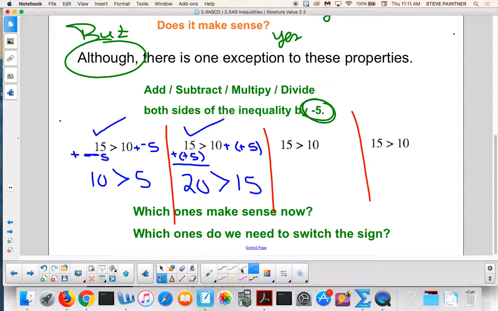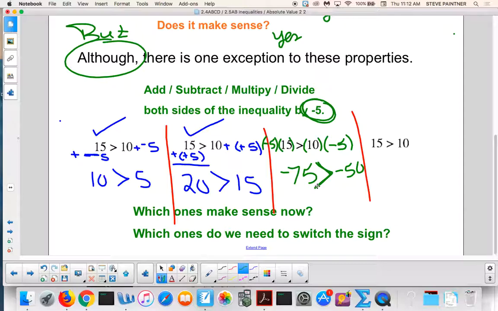Ready? This time we're going to do what? Multiply by what? Negative 5. Negative 5 times 15 is negative 75. And here, negative 50. And I drop the sign. Whoa, that's wrong.